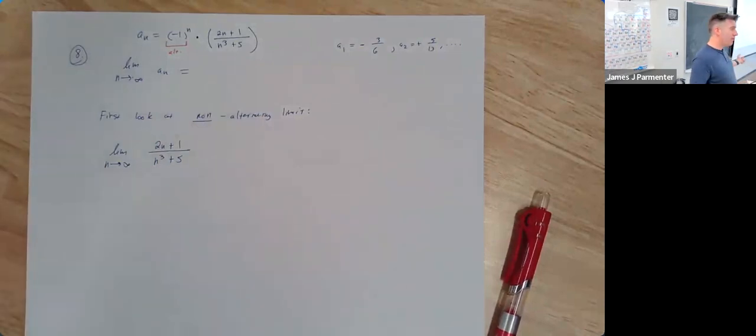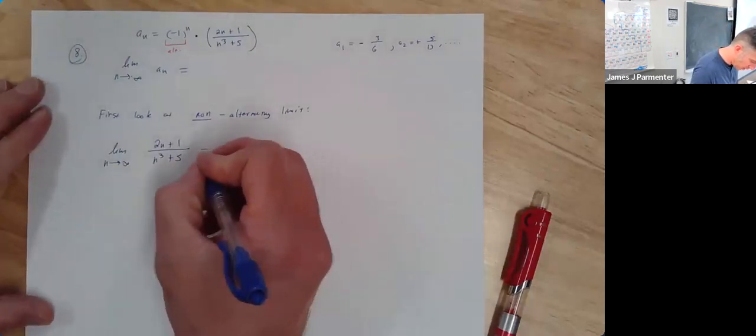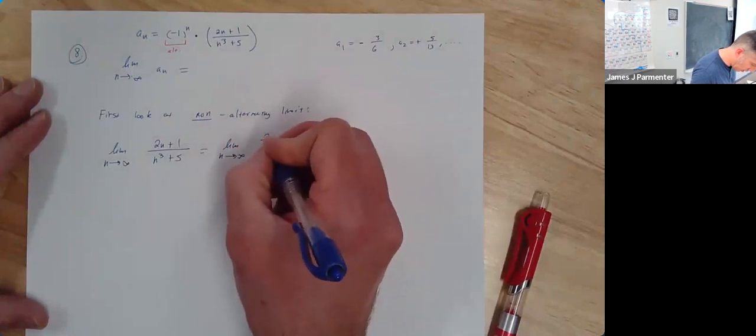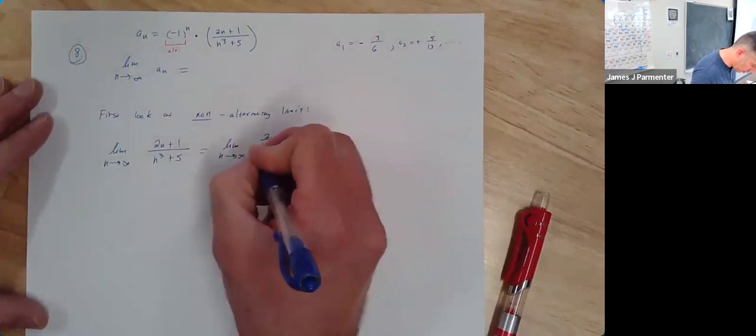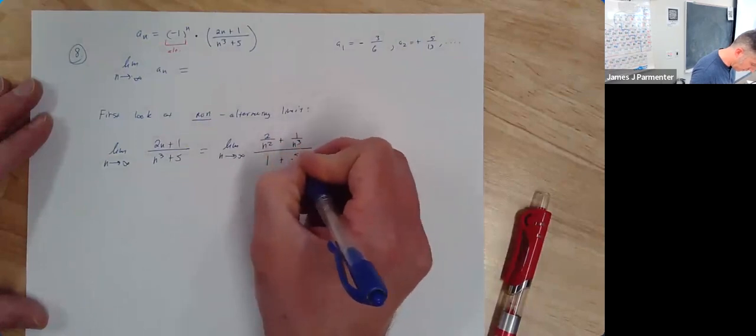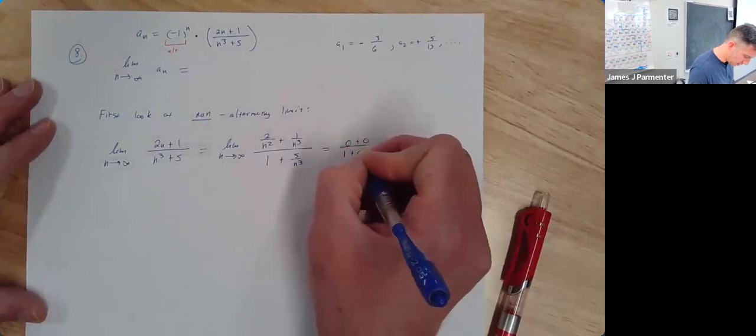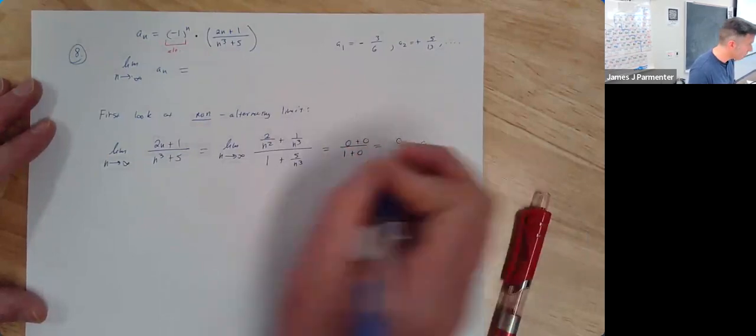At this point, we could divide everything by n cubed, or we could say we have enough experience now. We know if it's a polynomial over another polynomial, and the bottom one has a higher power or higher degree, then the limit's going to be 0, because the bottom is growing faster than the top. Or we could show the work. We could divide everything by n cubed and get 2 over n squared plus 1 over n cubed over 1 plus 5 over n cubed. And then we get 0 plus 0 over 1 plus 0, which is 0 over 1, which is 0.